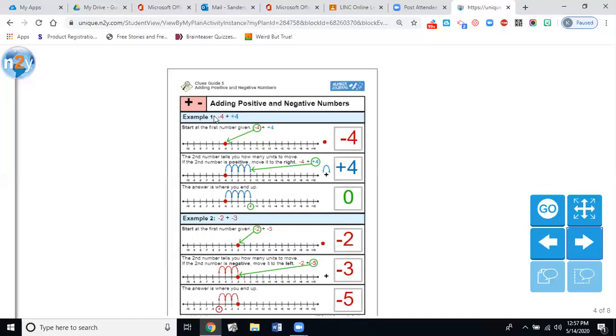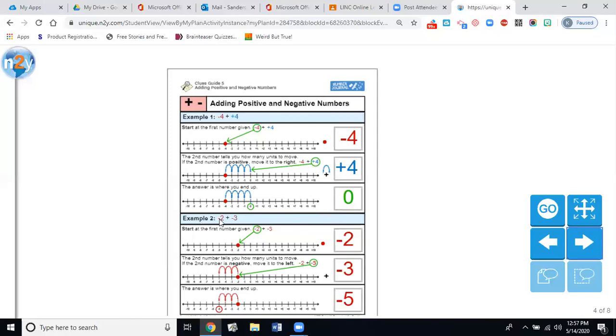So to solve this problem right here, -4 plus +4, 1, 2, 3, 4, 0, because that's the number we landed on, 0.